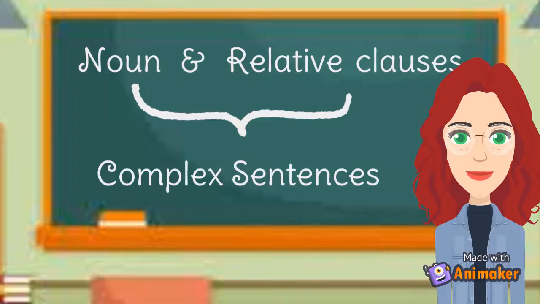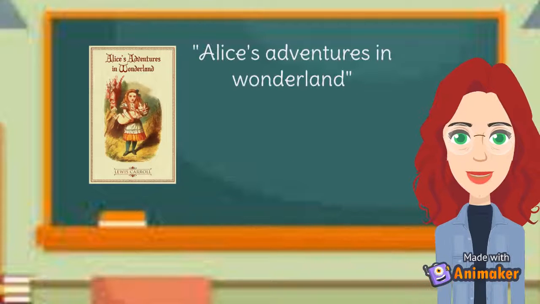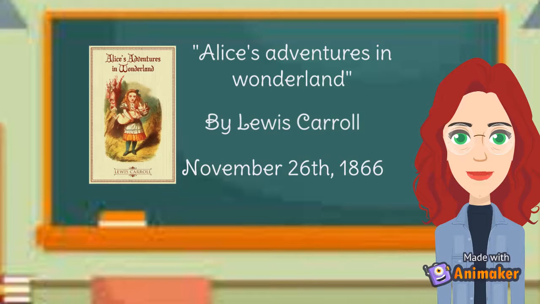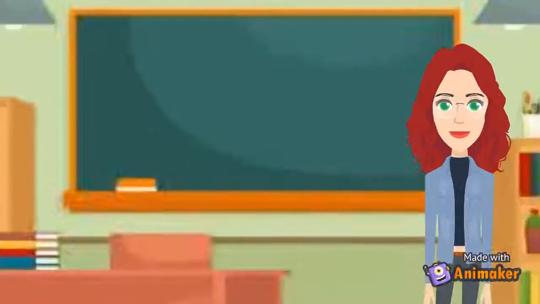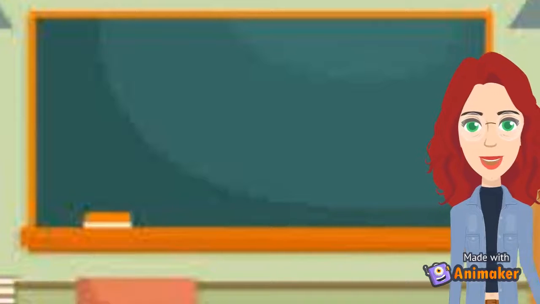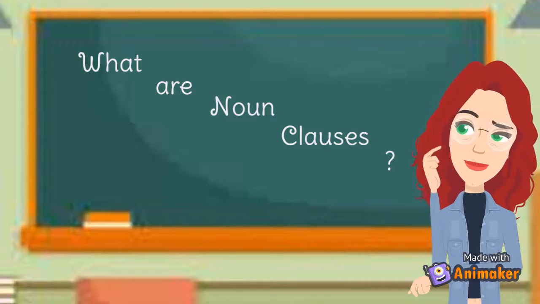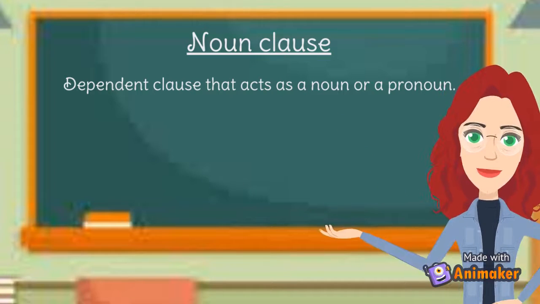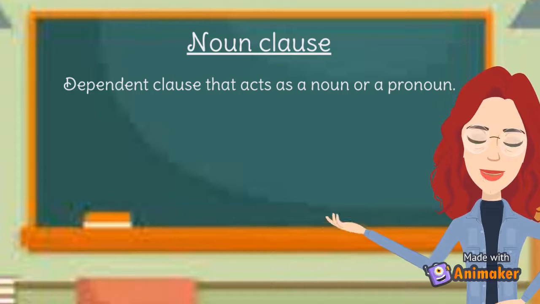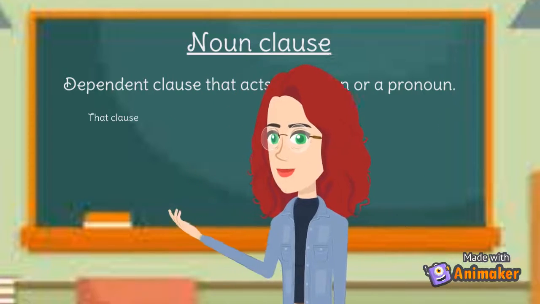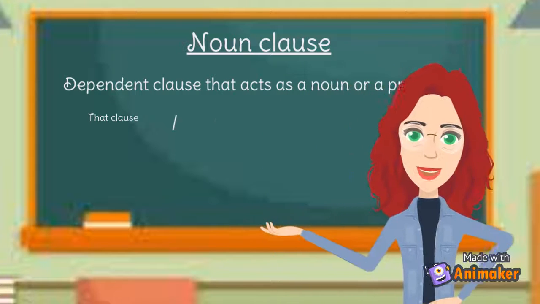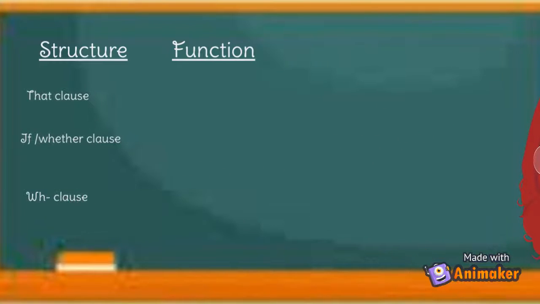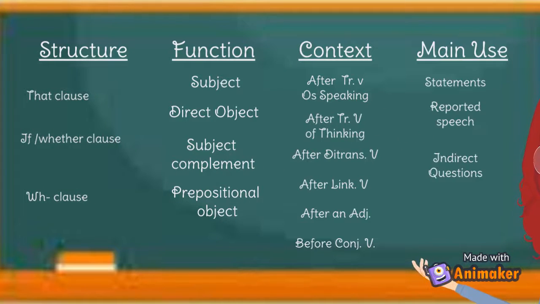In today's lessons, we will analyze noun and relative clauses in complex sentences taken from the classical novel Alice's Adventures in Wonderland, written by Lewis Carroll on November 26, 1856. First of all, we need to clarify what noun clauses are. A noun clause is a dependent clause that acts as a noun or a pronoun. Noun clauses may begin with different words divided into three classes: that clause, if/whether clause, and WH clause, which can be exposed by function, context, and main uses.